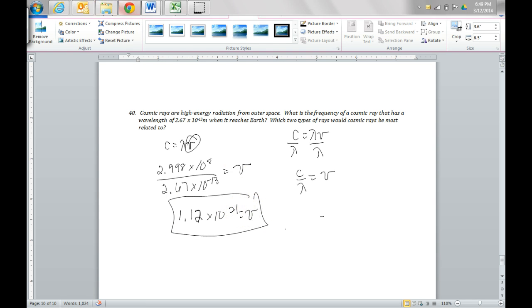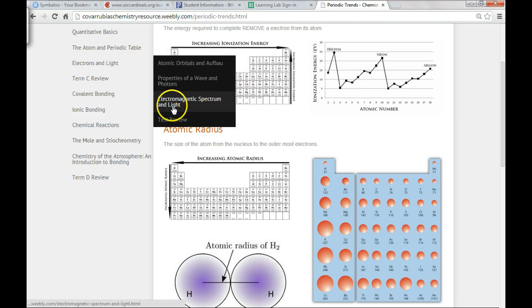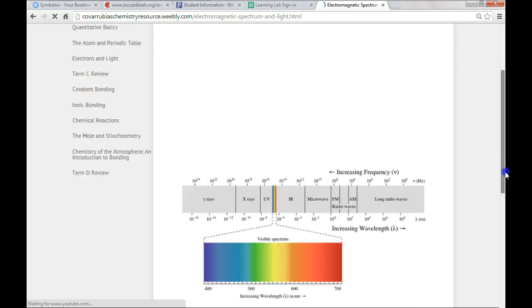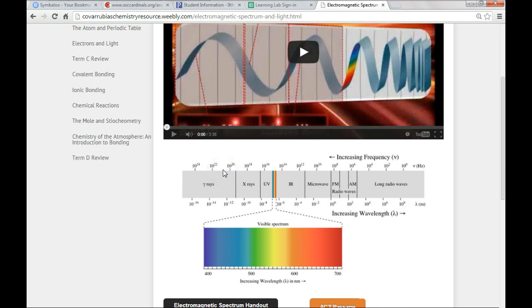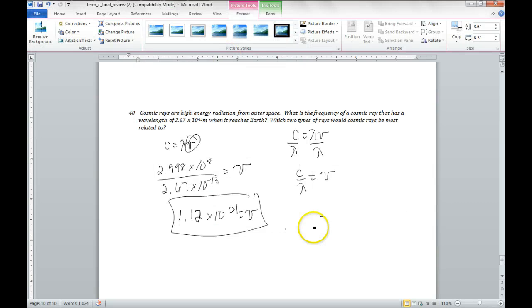So we can actually go to our light emission spectrum and look at what frequency it compares to. So if it was times 10 to the 21st, it is going to be right in here. So it's going to be relative to a gamma ray. That would be the answer.